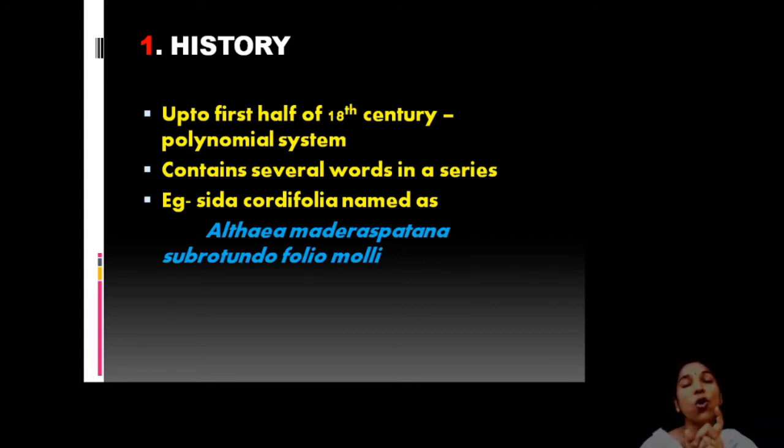That is the binomial system, only two parts for the name. Sida is the generic name, the genus name. Cordifolia is the specific name. So two parts only: Sida cordifolia. But think about what people did in the 18th century: a long line, a long term, very difficult to read and remember. That is the polynomial system. From the polynomial system, which was used first, now it is the binomial system.